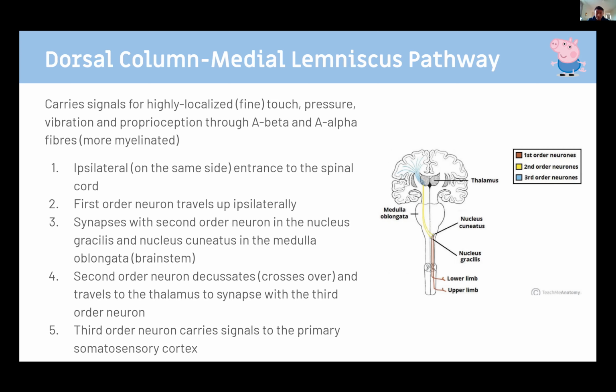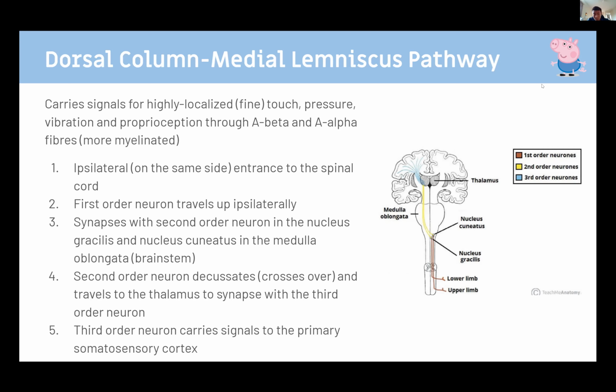And so what the dorsal column medial lemniscus pathway does, or this tract, is that it carries signals for highly localized fine touch. That's really sensitive touch, like touch from your fingertips. It can also carry pressure, vibration, proprioception, and it will carry these through A beta and A alpha fibers, which are more myelinated.